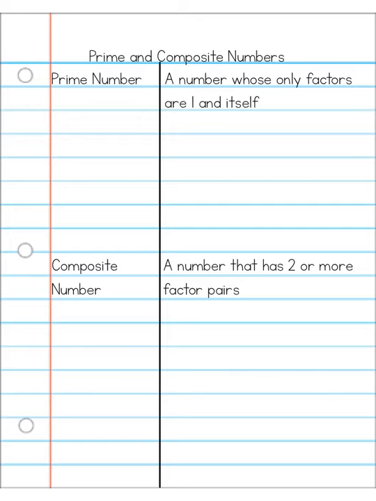Hey guys, this lesson is on prime and composite numbers. First, we're going to talk about some vocabulary. A prime number is a number whose only factors are 1 and itself.